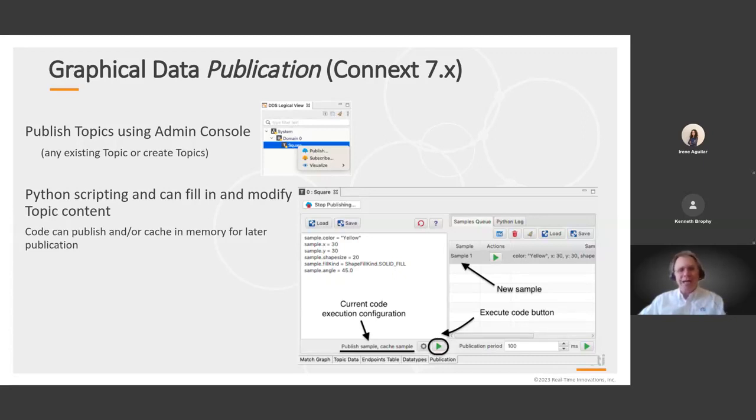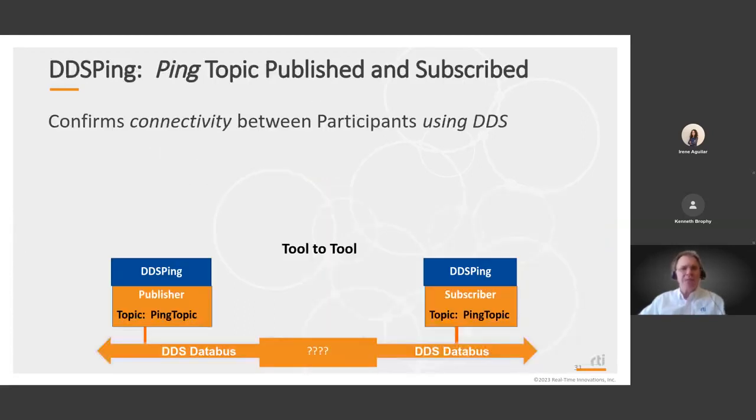You can run the cache later on, and you can dictate the rate at which that data is presented to the data bus as well. So you'll have tremendous capability with Connext 7 simply by being able to publish topics out to the data bus that may or may not exist. Useful in testing applications.